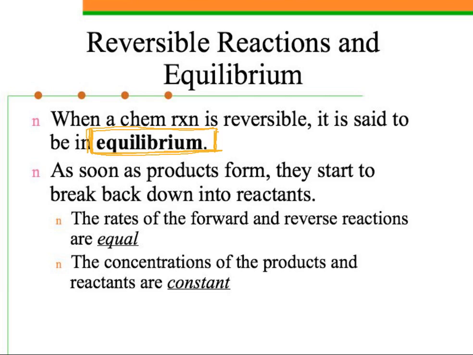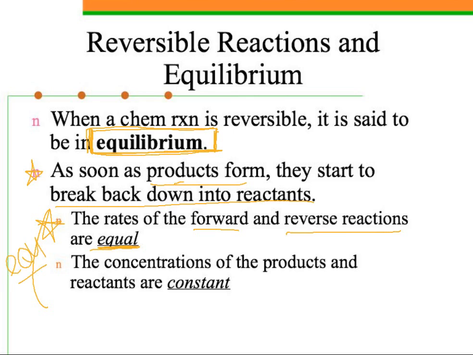So in chemistry terms, in our reversible reactions, as soon as products form, they start to break back down into reactants until the rates of the forward and reverse reactions are equal. Equal means equal. Equal means the same. So until the speed of the forward reaction is equal to the speed of the reverse reaction, once that happens, the system is said to be at equilibrium.